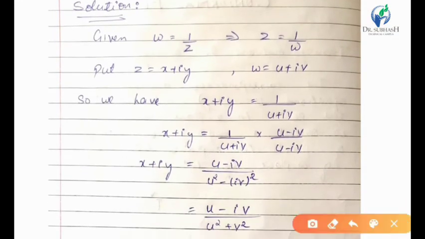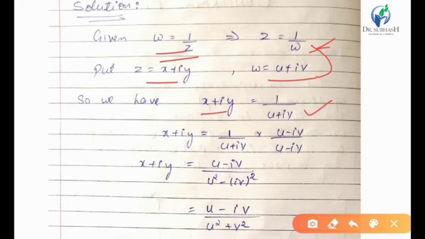Here the given transformation is w equal to 1/z. We can write it here as z equal to 1/w. Now we already know that z equal to x plus iy and w equal to u plus iv. We'll put this value in this equation. So we get x plus iy equal to 1/(u plus iv).